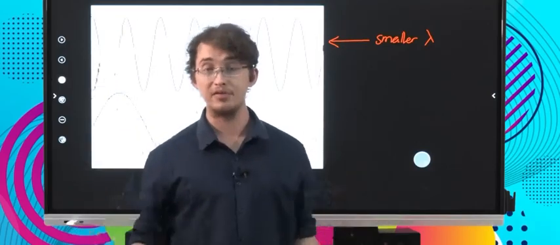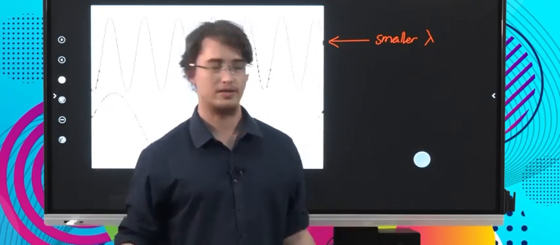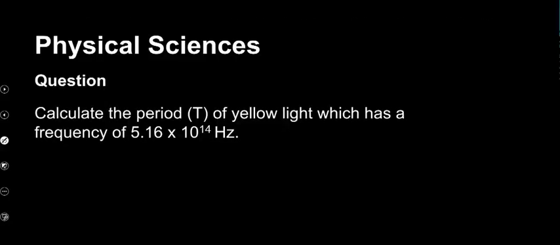So let's practice some of these ideas as a question. In this question, we are asked to calculate the period, given the symbol T, of yellow light. And this yellow light, we are told, has a very specific frequency, 5.16 times 10 to the 14 hertz. A very large number for sure, but we need to get used to working with large numbers when we work with the electromagnetic spectrum because the frequencies tend to be very high.